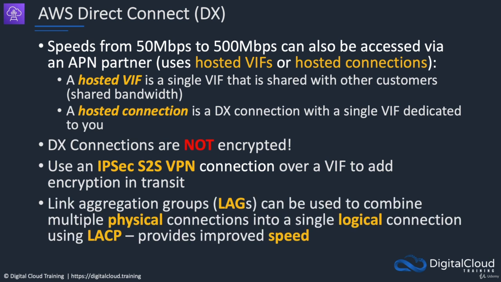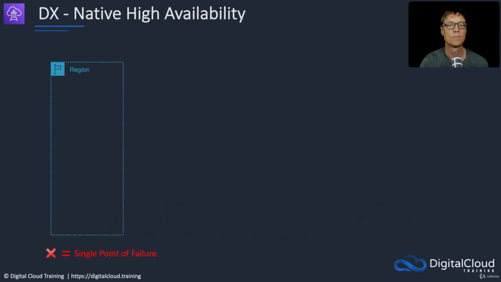Link aggregation groups, or LAGs, can be used to combine multiple physical connections into a single logical connection, and it uses something called LACP, the Link Aggregation Control Protocol. Now, this is for improved speed. It's not going to give you improved high availability. So just remember that this is not a high availability configuration, but it gives you better speed, better bandwidth.